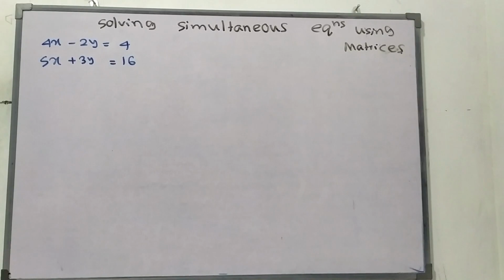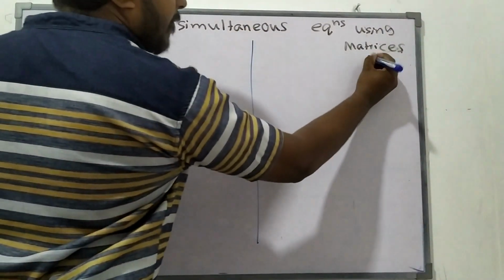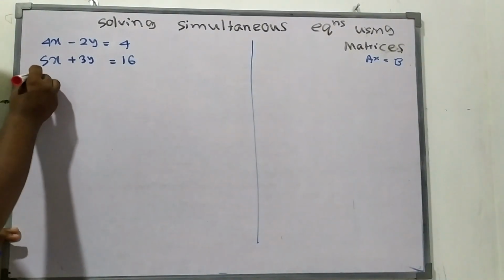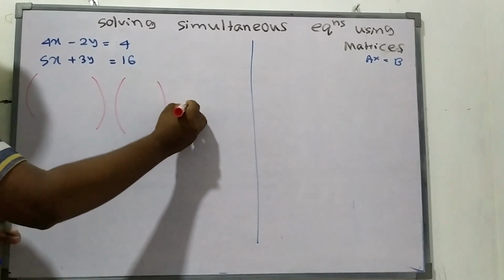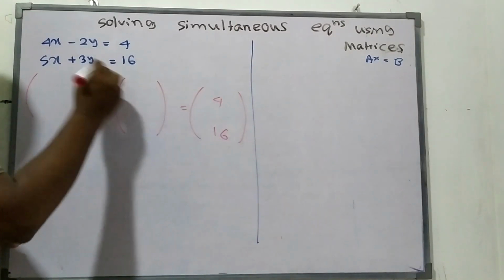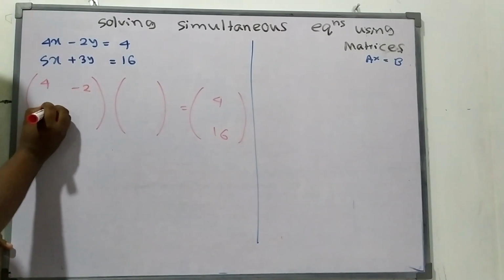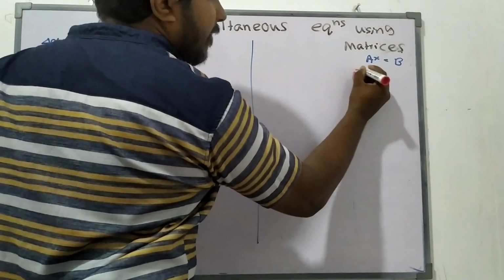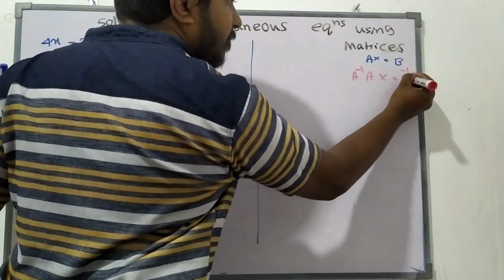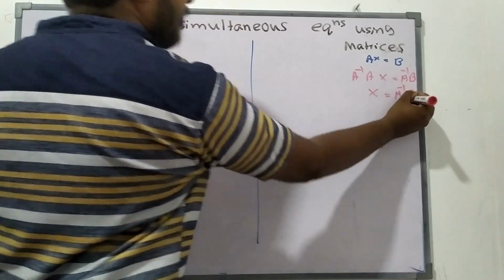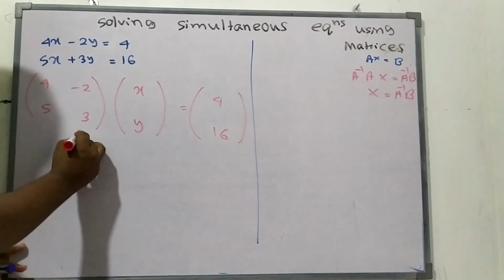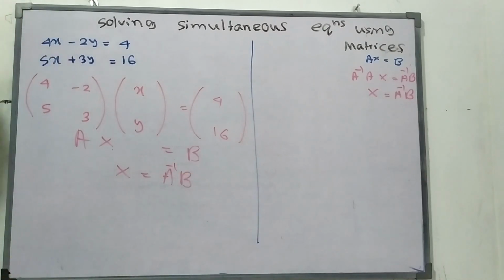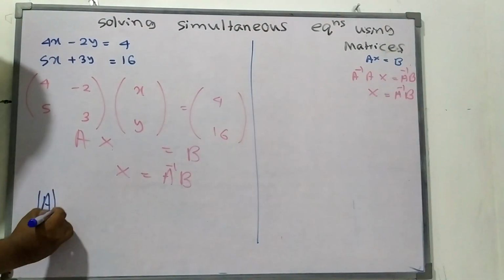Okay children, this is my next example. So you have to follow Ax equal B, no? First of all, this is 4 minus 2, 5 plus 3, x and y. Right, then A inverse A, x equal A inverse B, no? This is A, x equal to B. Then x will be A inverse B. So find A inverse, you just need modulus A.